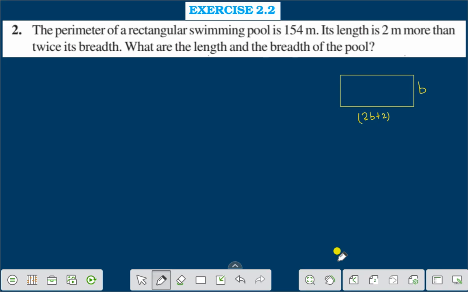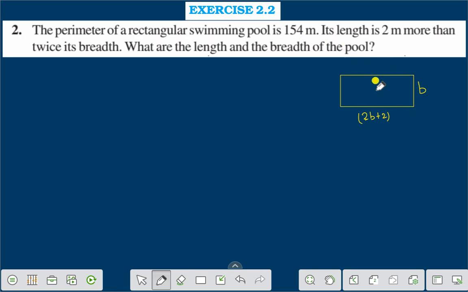Hello everyone. Today we shall discuss exercise 2.2 question number 2. The perimeter of a rectangular swimming pool is 154 meter. Its length is 2 meter more than twice its breadth. What are the length and breadth of the pool?